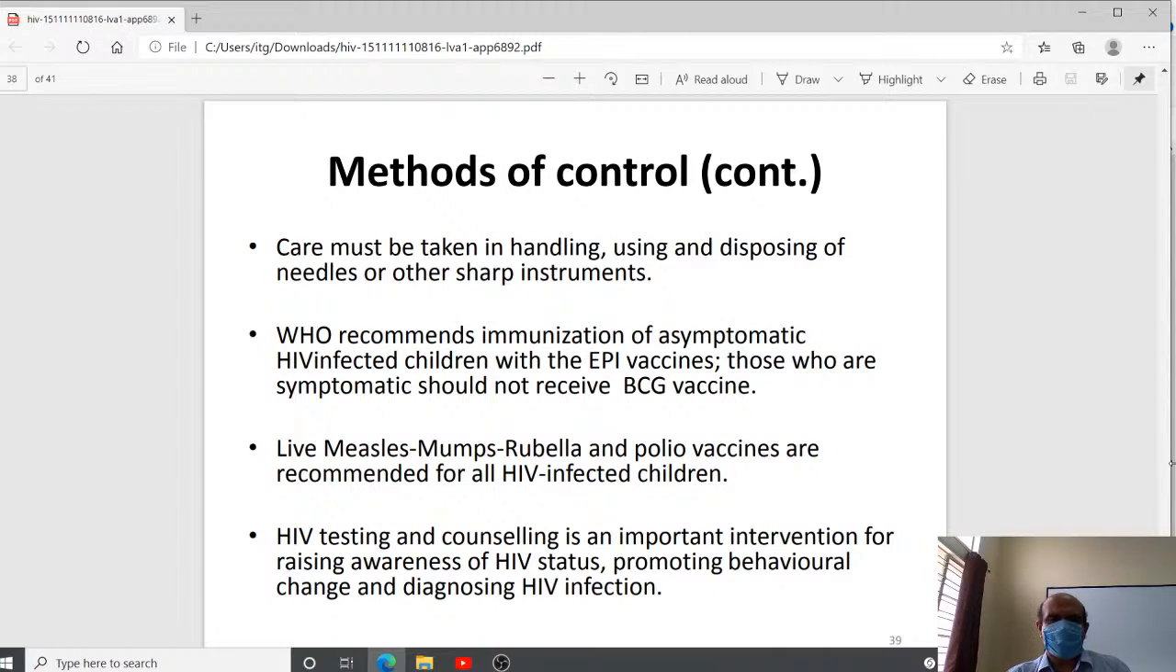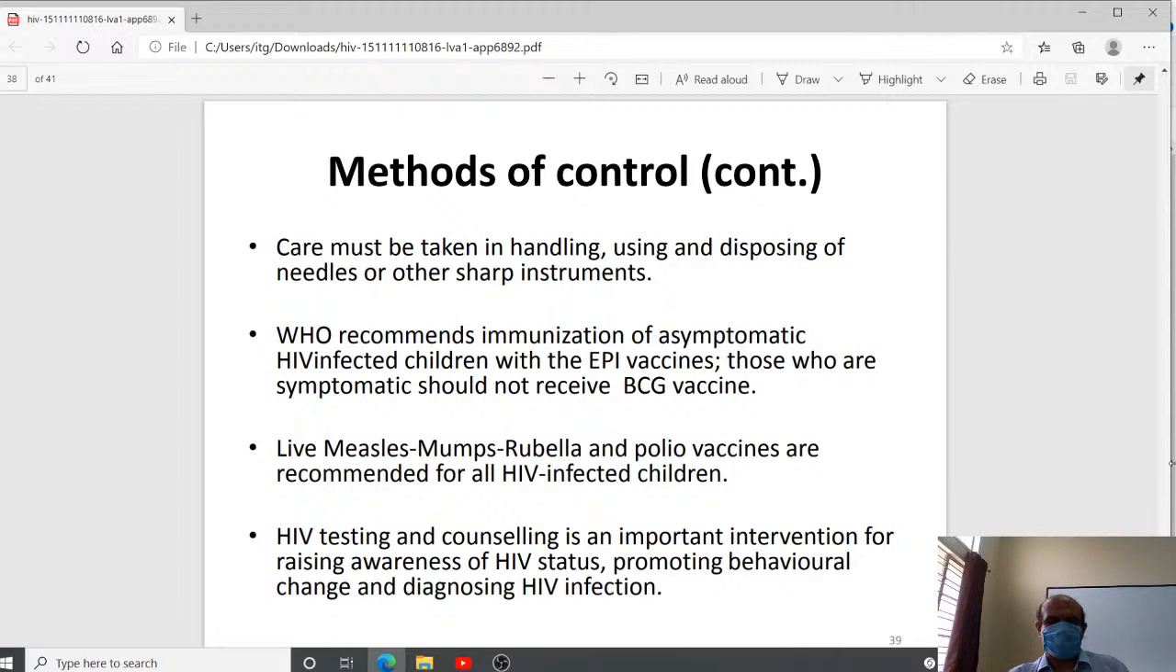Methods of control: care must be taken in handling and disposing of needles or other sharp instruments. WHO recommends immunization of asymptomatic HIV infected children with the EPI vaccine. Those who are symptomatic should not receive BCG vaccine. Live measles, mumps, rubella, and poliovirus vaccines are recommended for all HIV infected children.